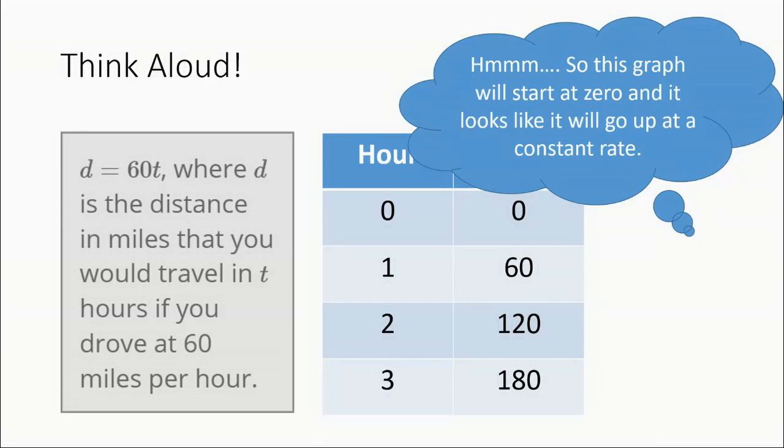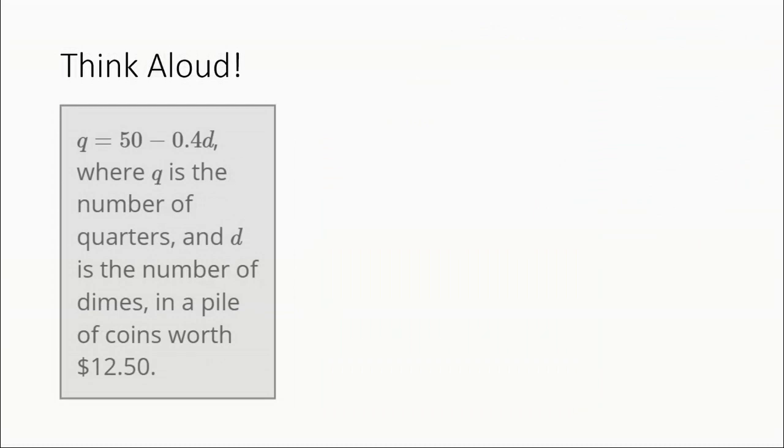Okay. All right, let's check out the next one, where we have Q equals 50 minus 0.4 times D, where Q is the number of quarters and D is the number of dimes, and a pile of coins worth $12.50. Yeah, you got a lot of money. All right, let's check out the graph.